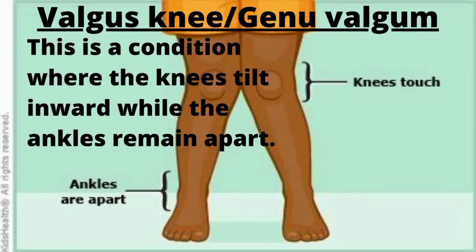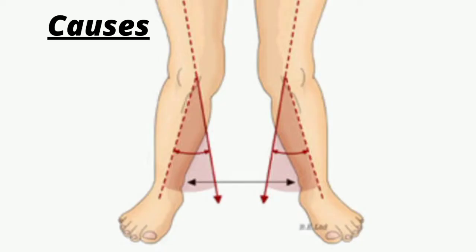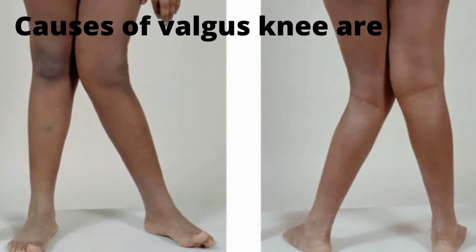Valgus knee is also known as genu valgus. This is a defect in which the knees tilt inward while the ankles remain apart when the legs are placed together.